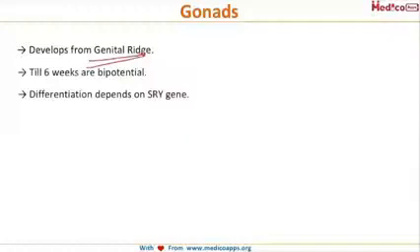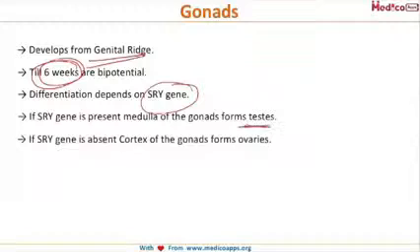Now, few words about the gonads. These gonads, they develop from the genital ridge. We'll discuss embryology in detail later on, but here you need to remember is these gonads, they develop from the genital ridge. They are bipotential till 6 weeks of gestation. And this we already know that the differentiation depends on the SRY gene. So if they are present, it will form a male, and so the testes have to be formed. And if they are absent, then the ovaries have to be formed.